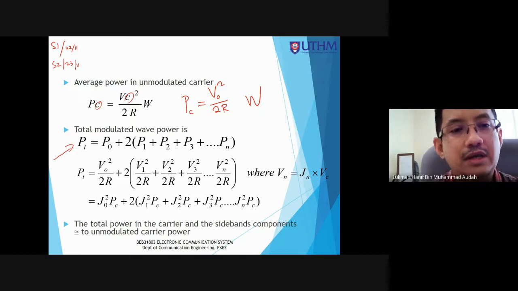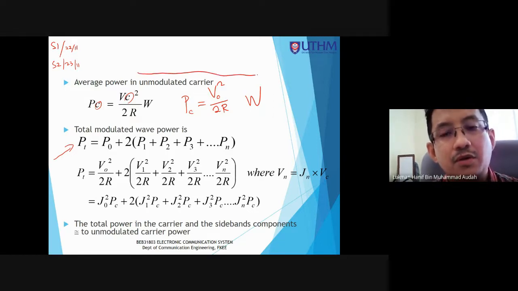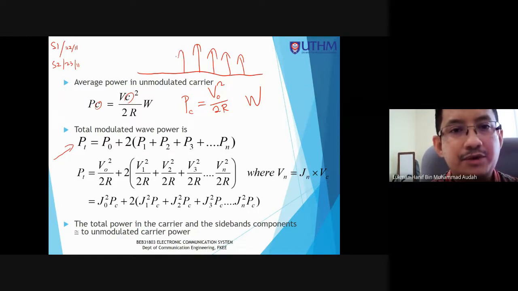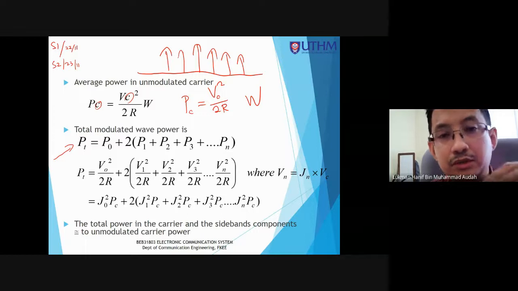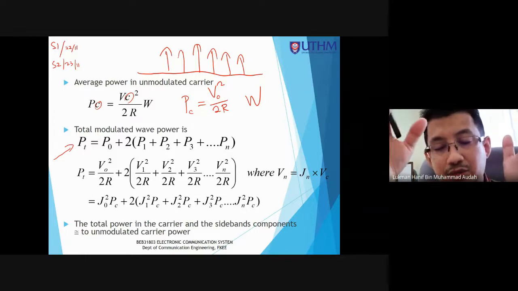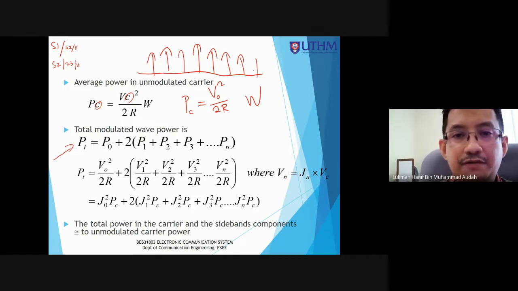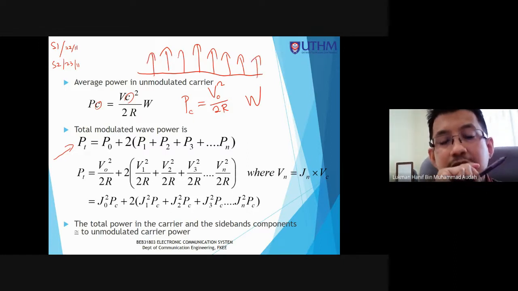So if you look at FM or angle modulated wave, we are going to have many sidebands. Kita akan ada banyak sidebands. Dia berbeza dengan AM. AM paling hebat pun dia ada up to 2 sidebands. Up to a pair of sidebands. Double sideband full carrier. Berbeza dengan angle modulated wave, yang mana dia akan ada banyak frequency components.